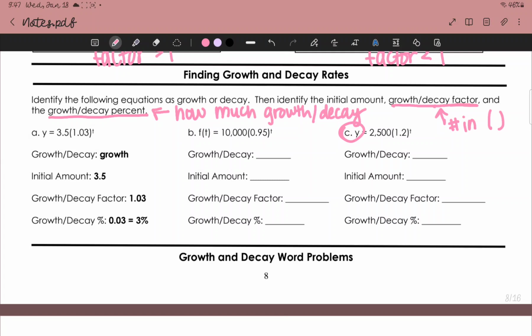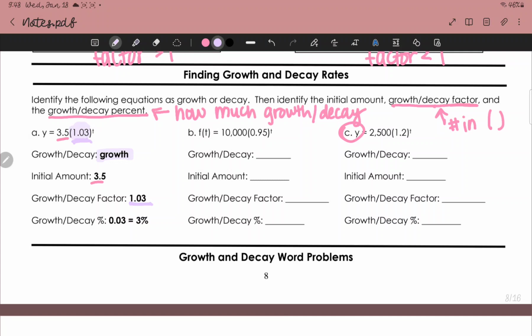We can identify that this is a growth function because my factor, which is of course in the parentheses, is bigger than 1. Since it's bigger than 1, automatic growth. Next, we have the initial amount, which is in front of my parentheses. That is my 3.5. Next was my growth or decay factor. Again, go back to what's in parentheses. The factor is that number in there, which is 1.03. And finally, how much is it growing?